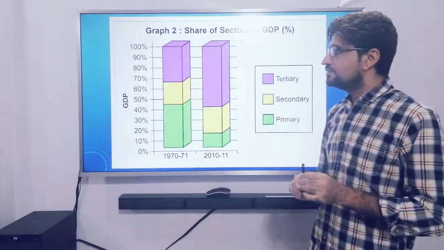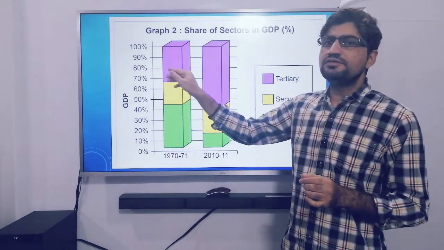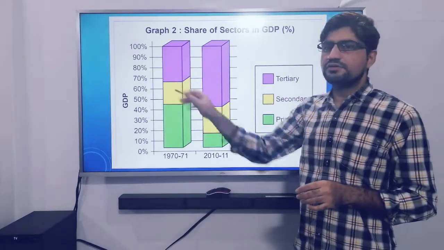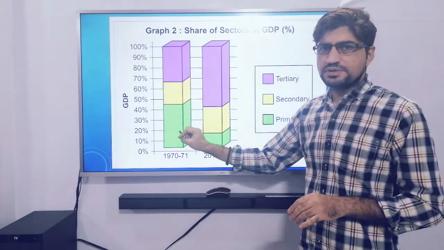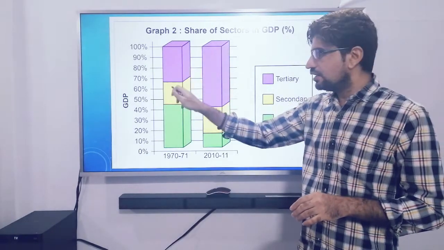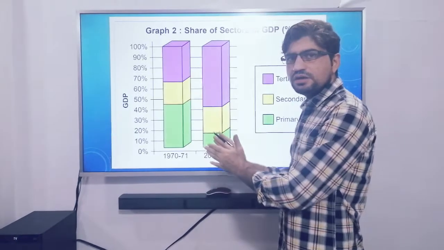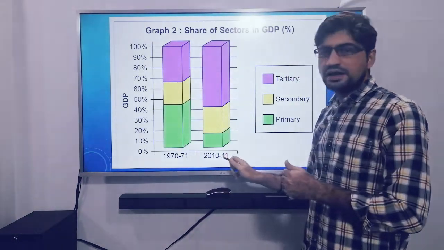20% of total GDP, and the contribution of the tertiary sector was 35%. So clearly the most important sector was the primary sector, then the tertiary sector, and last the secondary sector. Now let's compare with the latest data available to us, 2010-11.